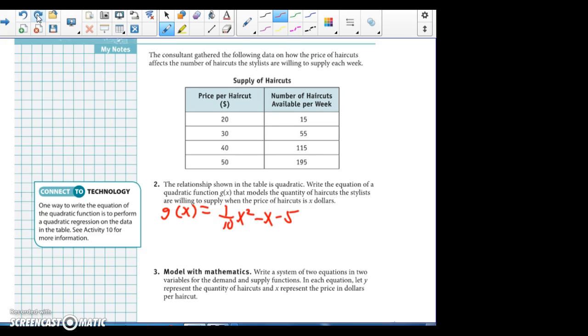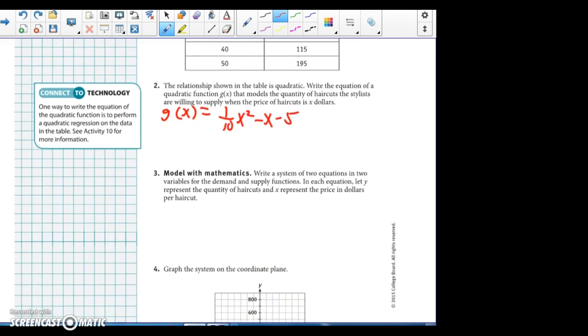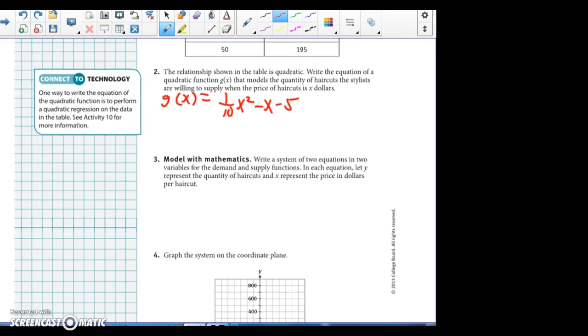All right, now let me ask you this. Everybody good so far? Look at what it's asking you. It says we want you to model on number 3 with this in mathematics. So write a system of 2 equations. You're going to write down the linear equation f of x and the quadratic equation g of x. Write the system that you're going to use on this problem, and that's what you're going to see me doing here.